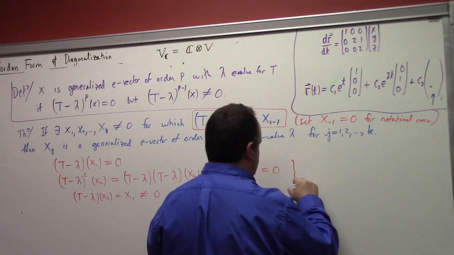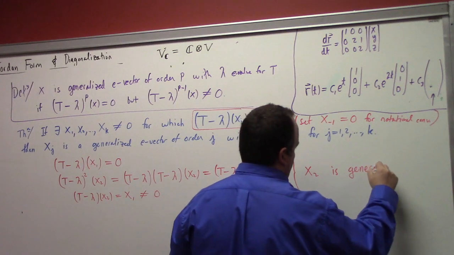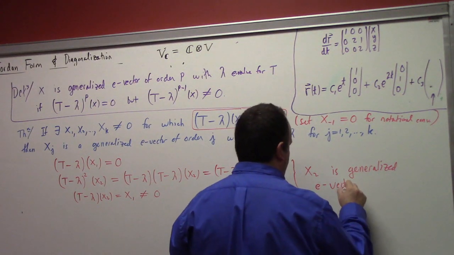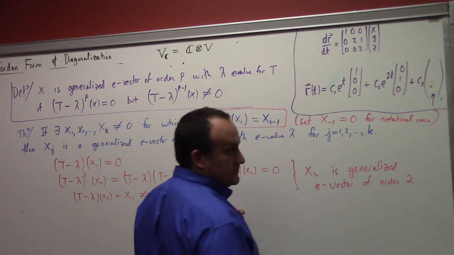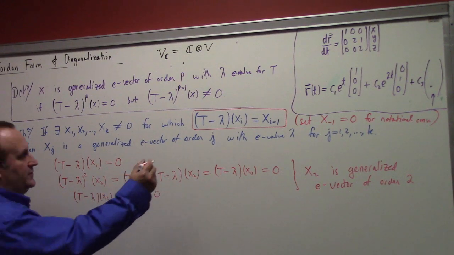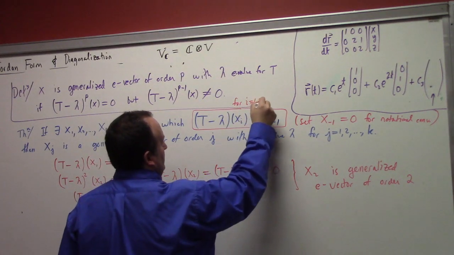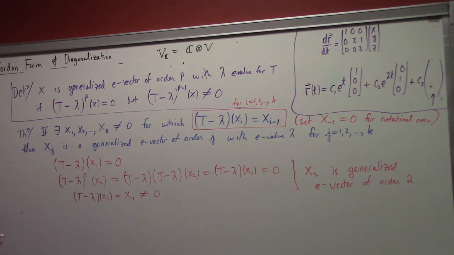Therefore, x2 is a generalized eigenvector of order 2. And this is for all i. Yeah, this has to hold for i equals 1 to k. That's assumed, yep.